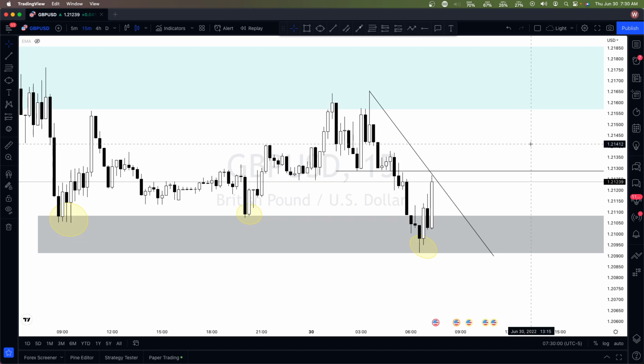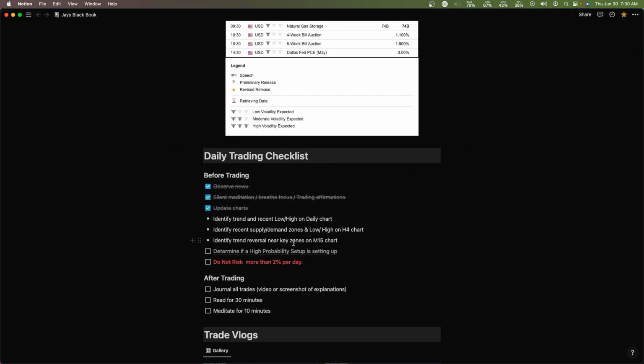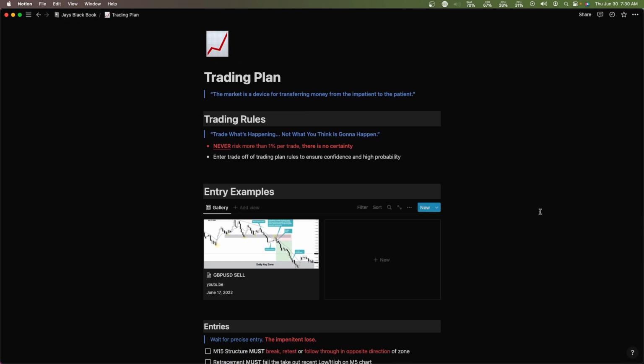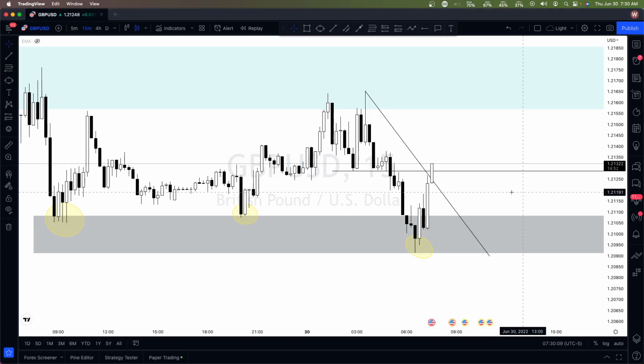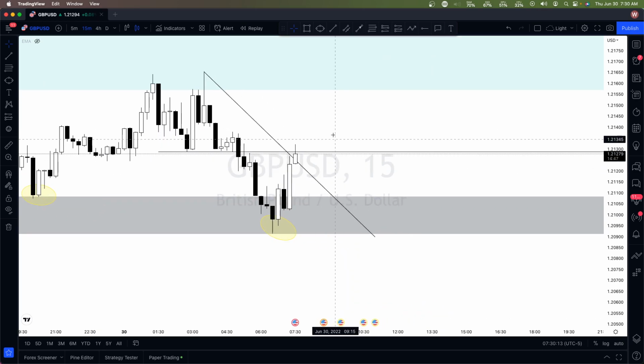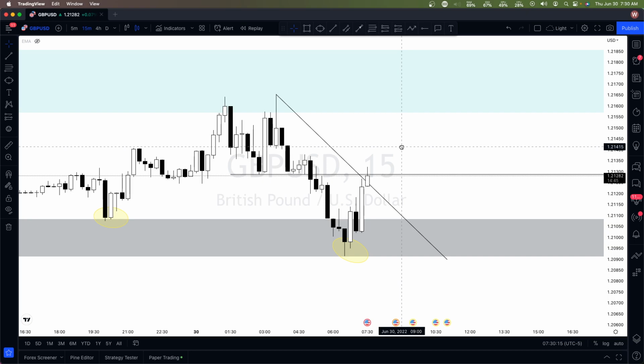So right now we're waiting for trend reversal near key zone. If we were to go to our trading plan, while we let this candle close and let news run.